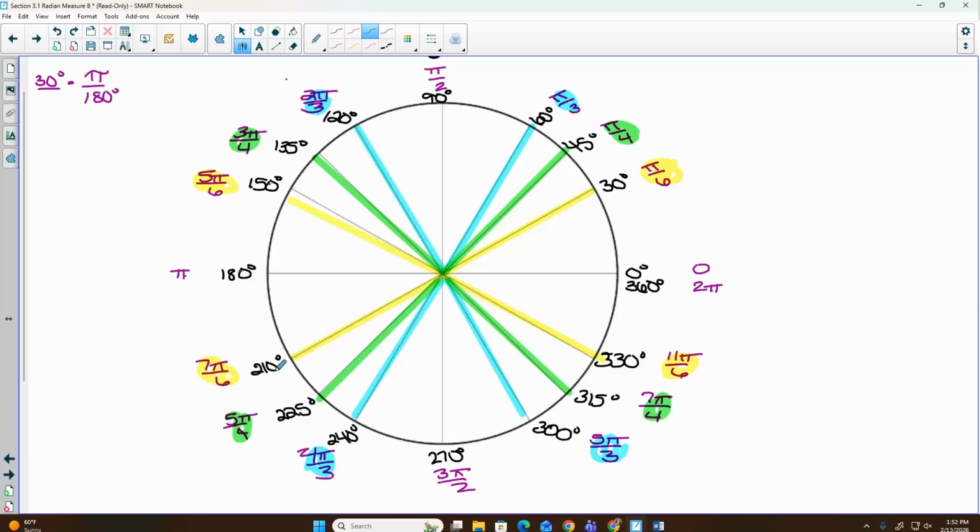In the third quadrant, we always added our reference angle. How are these numerators related? It's 1 more, because you added your reference angle.